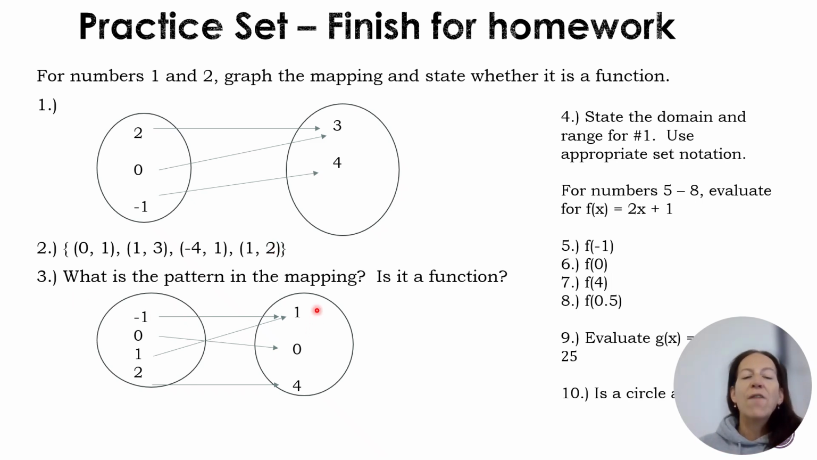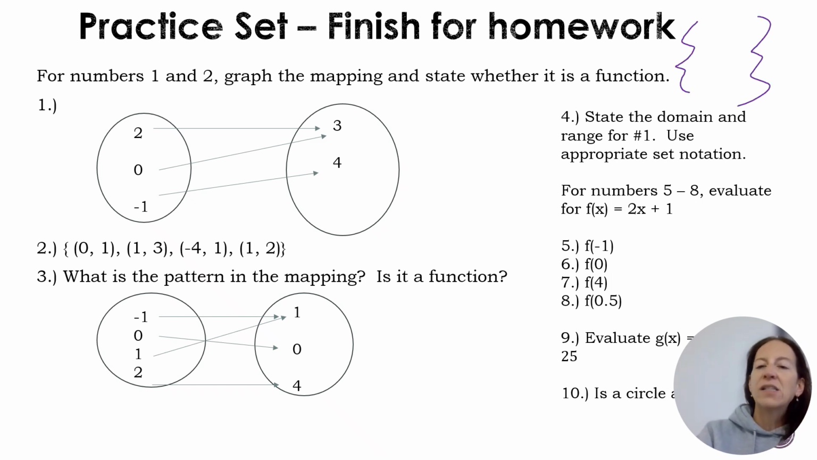For 3, try to find the pattern. So -1 maps to 1, 0 maps to 0, 1 maps to 1, and 2 maps to 4. So what's the pattern there? Can you find it? And is that a function? For 4, state the domain and range for number 1. Use the appropriate notation. Domain and range are sets. So make sure that when you are writing sets, you actually open up the set brackets, and you're saying this set is my domain. So use a D for the domain and list what would be in that set. Do the same for the range.